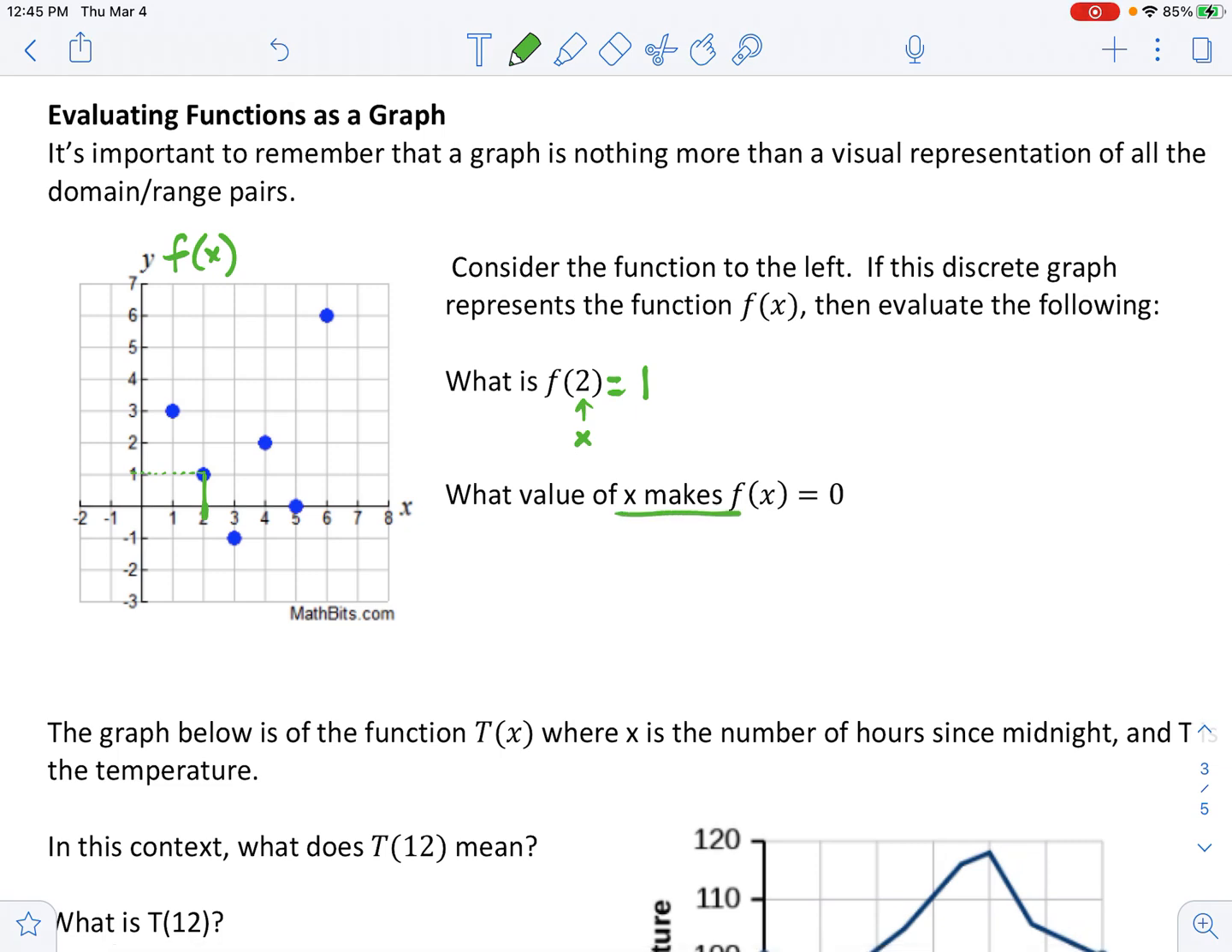The second question, what value of x makes f of x equal to 0? All right, that 0 is a y value. So I'm going to start on my y-axis, and I'm going to go to 0, and that's right there at the origin. And then I'm going to go left and right and try to find a point that has a y value of 0, and there it is, right? What is the x value or the input value at that point? Well, it's 5, so x is equal to 5. So when you have an input, that's your x, you're trying to find the y. And when you're given an output, that's the y, you're trying to find the x.